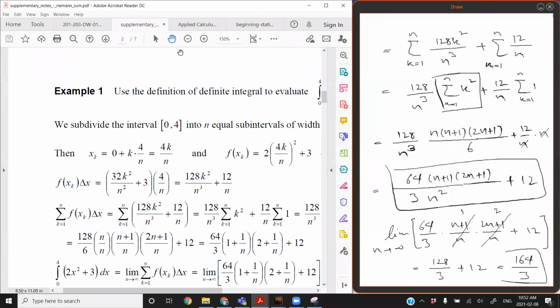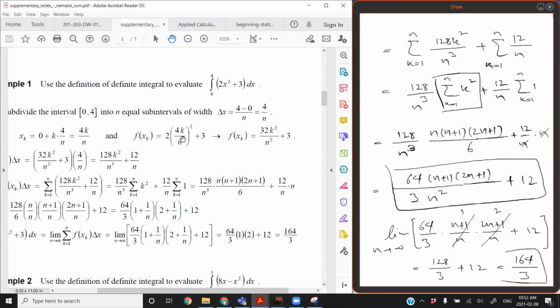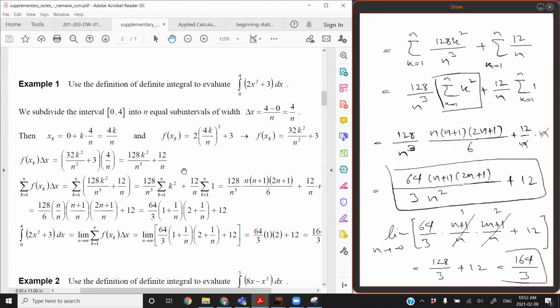Example 1, 164 over 3. That's good. Okay, so I want to show you how these limits work.